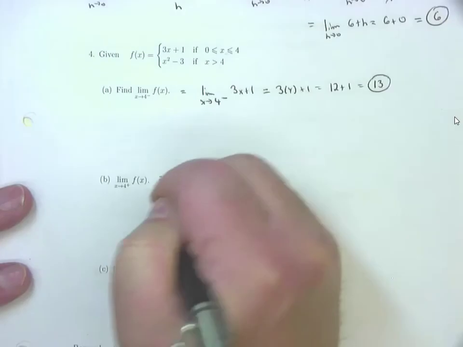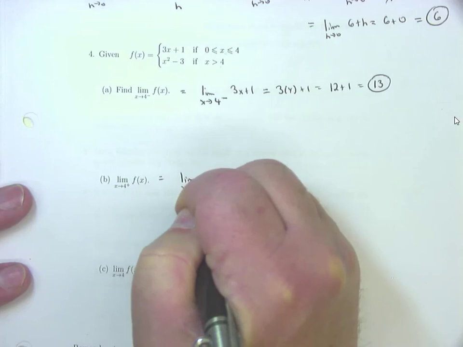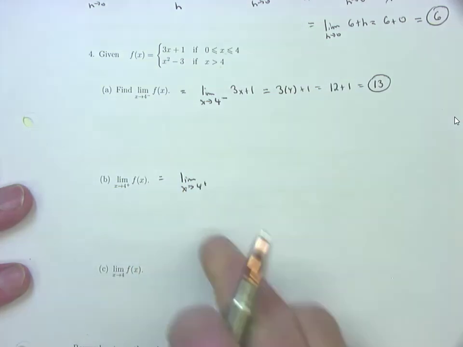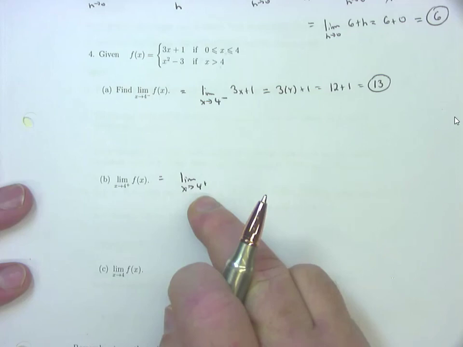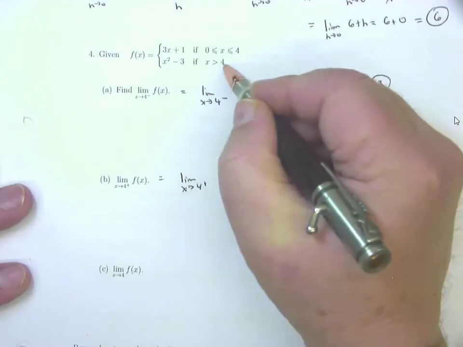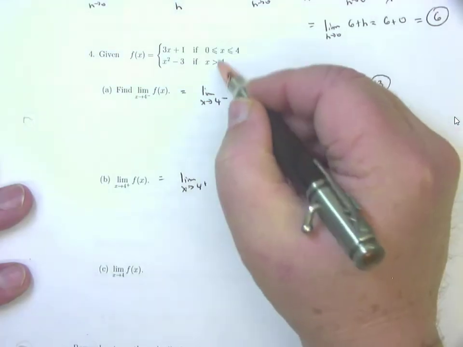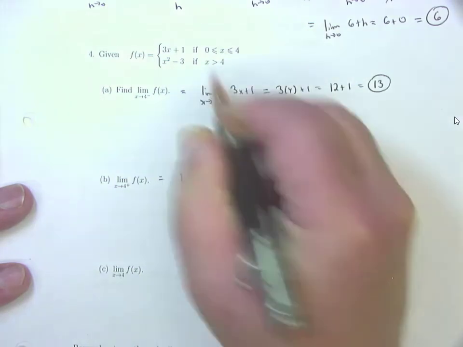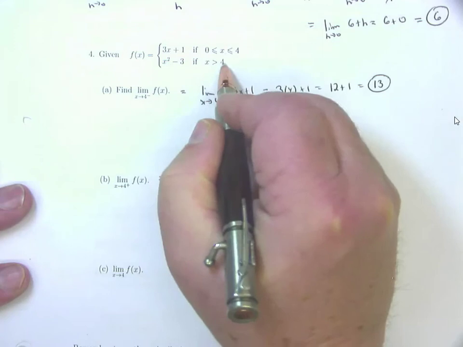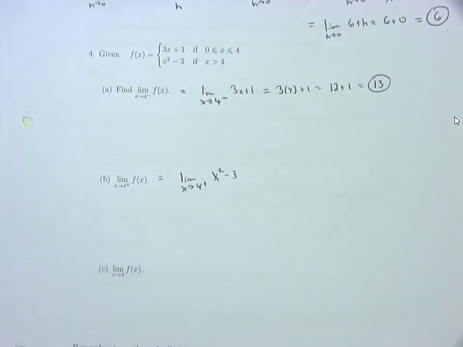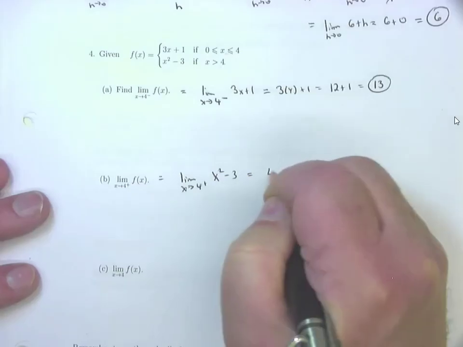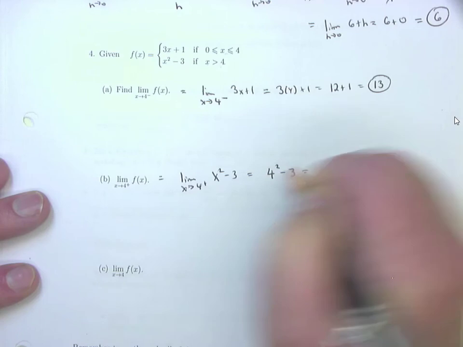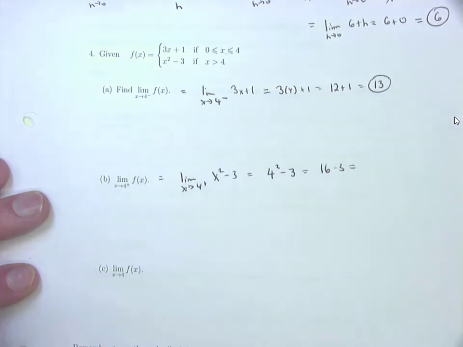Now, take the limit as x approaches 4 from the right side of f of x. From the right side means I'm plugging in numbers slightly bigger than 4. If I'm bigger than 4, which piece of my piecewise function do I use? I'm going to use the bottom one, the x squared minus 3, because I can only plug in numbers greater than 4 into this piece, and that's what I have, 4 from the plus side. Once again, first rule of limits is plug it in. That'll be 4 squared minus 3. 4 squared is 16 minus 3. And what's 16 minus 3?